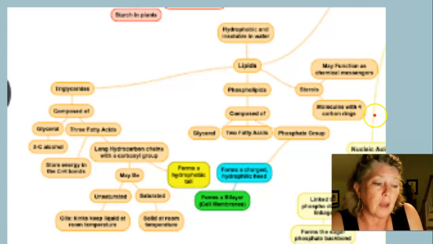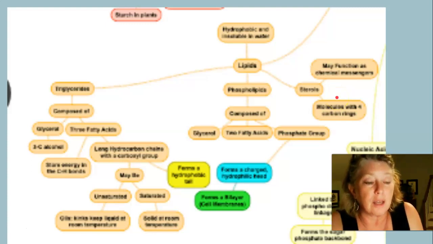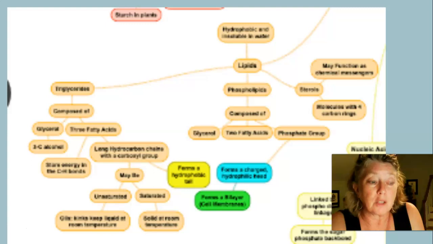So not a chemical messenger, but definitely a very important molecule for our cells and for our bodies. And these are signified by a 4-ring structure. So whenever you see these 4 rings, it'll be like 1, 2, and then 1, 2, and then they'll have a long chain off of the top of it. And those are going to be your steroids. Again, completely different from the triglycerides and the phospholipids, but their similarity is in the fact that they are hydrophobic and insoluble in water.